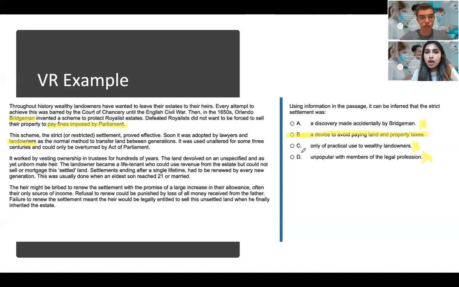So yeah, the reason why it's not C is, of course, that it says only practical use to wealthy landowners. And as we can see, lawyers are involved here as well in the sentence. So make sure you're reading the full sentence and not just where the keywords are, because then you won't be able to understand what the passage is trying to say. And again, the last statement is answered when it says unpopular with members of the legal profession, because lawyers are there as well.